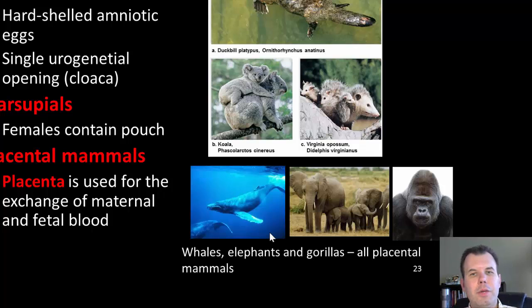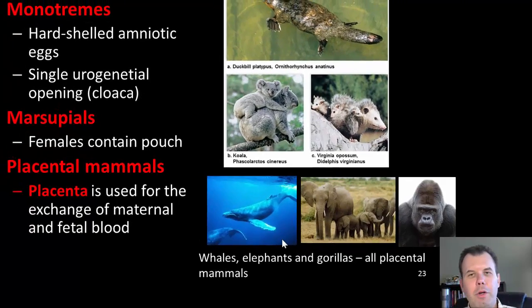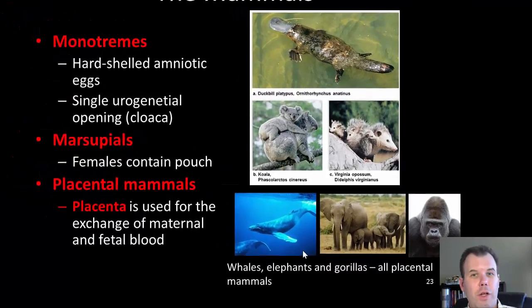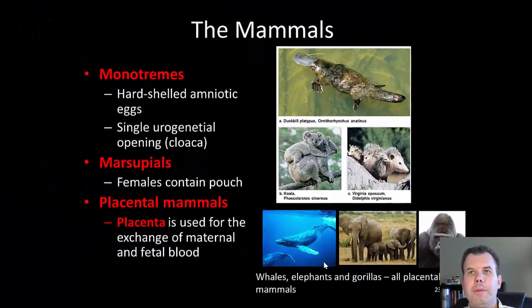But again, this is the important characteristic, and we are a placental mammal. Again, we're included in this. We have hair, we have mammary glands, and again, we have internal development with that, with the placenta.